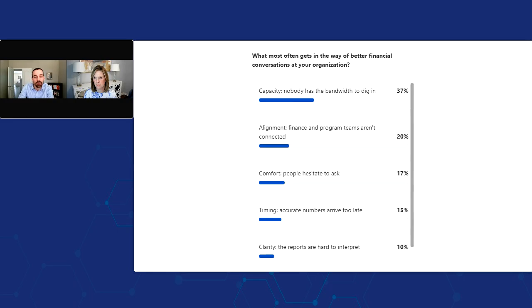So what most often gets in the way of better financial conversations at your organization? It's pretty split. So the majority here was capacity. Nobody has the bandwidth to dig in. Barbara, I don't know about you, but that sounds very familiar, that everybody's got a lot going on. Everybody's wearing multiple hats at nonprofits. So that makes a lot of sense.